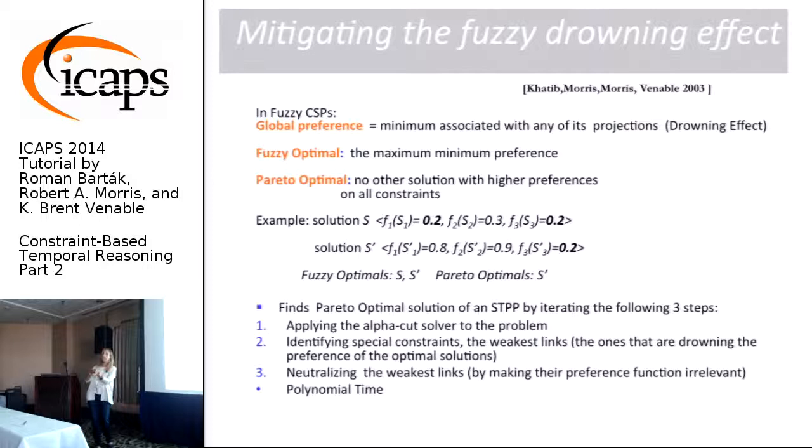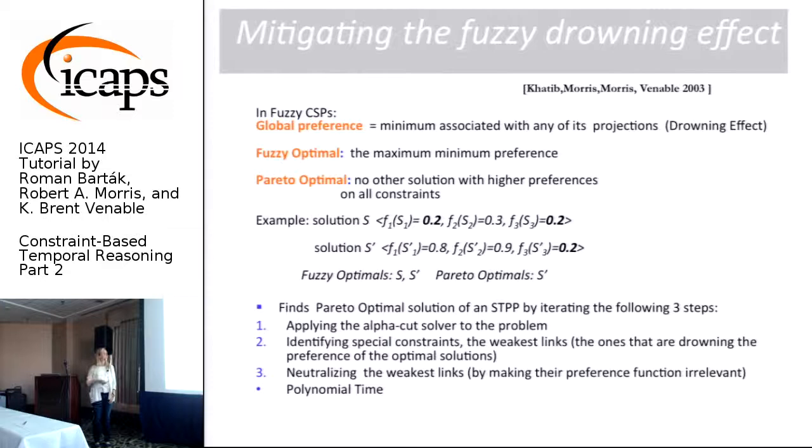But if you're not in a critical situation, then if you have two solutions, S and S prime, where S gets, say, preferences 0.2, 0.3, and 0.2, these are the three preferences that solution S gets on three constraints. And then you have an S prime that gets these preferences. For fuzzy, S and S prime are indistinguishable, right? They're both 0.2 good. But you can see that S prime is better. Now, you can refine the alpha cut procedure in order to find a so-called Pareto optimal solution, where by Pareto optimal, we mean an assignment that will never be dominated on all the constraints by another assignment. So there's no other assignment such that on each constraint, it gets a higher or equal preference, and strictly higher on at least one constraint.